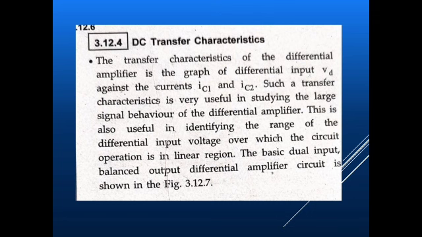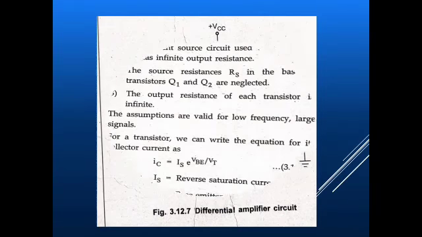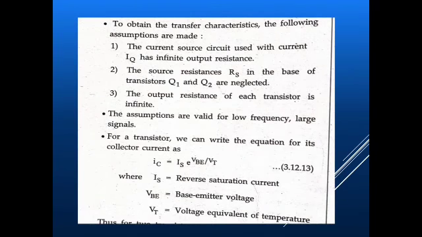Next, we are going to discuss the DC transfer characteristics. The DC transfer characteristics of a differential amplifier is a graph of differential input Vd against the currents IC1 and IC2. Why we are going for this is because it is very useful in identifying the range of the differential input voltage over which the circuit operation is in the linear region.